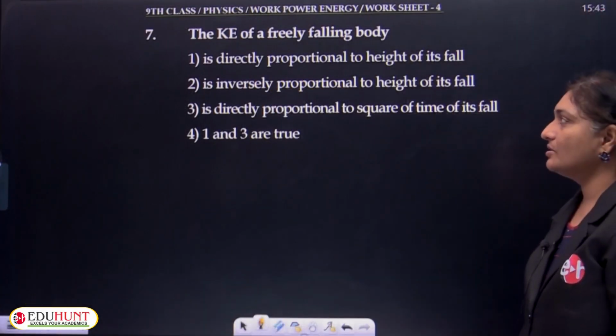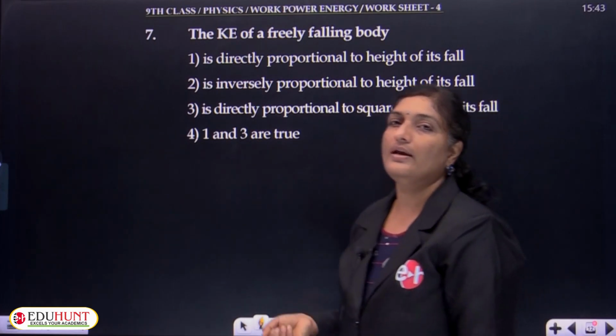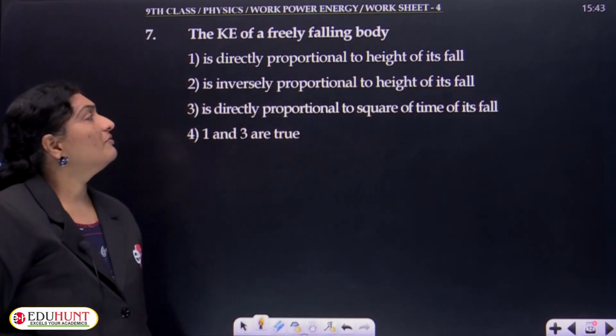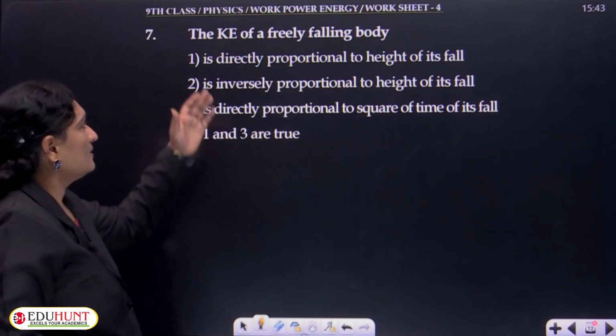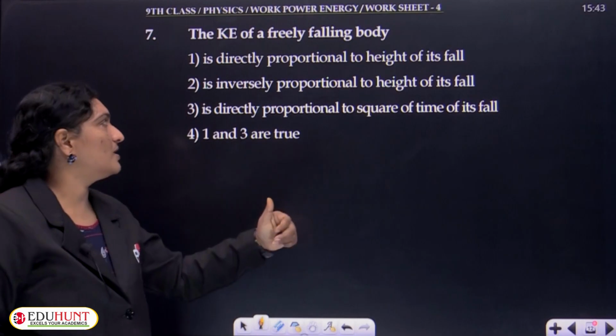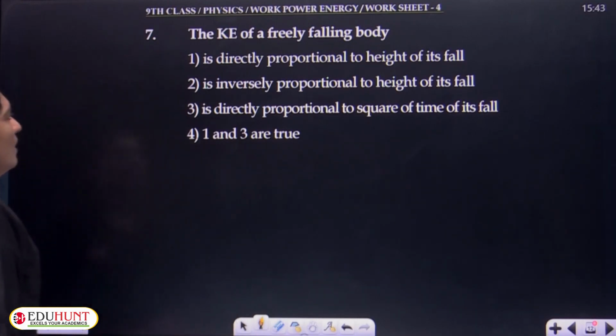So moving on with the next question, the seventh one. The kinetic energy of a freely falling body is... If you consider the freely falling body, then how much would it be? It's directly proportional to height, inversely proportional to height, or square of the time of fall, or both options 1 and 3. Let us check it out.